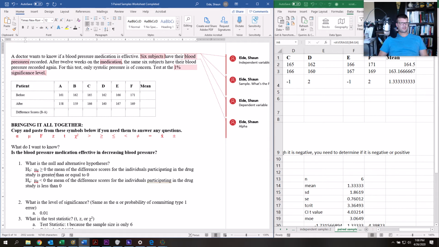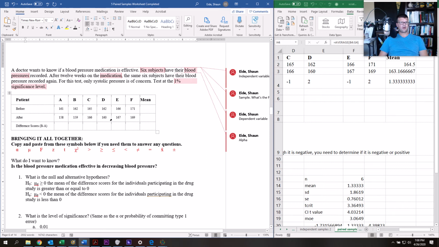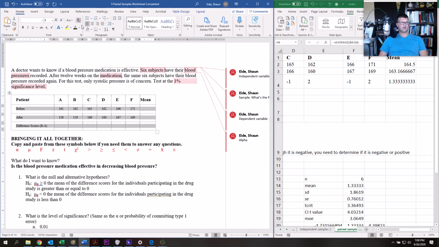Okay, less than 0, which means that the blood pressure would have dropped as a part of the drug study. And so I've got to go right here and put those values in there. So I have all the values.